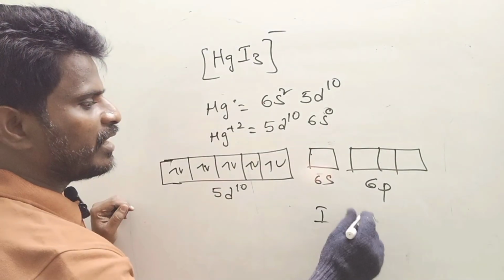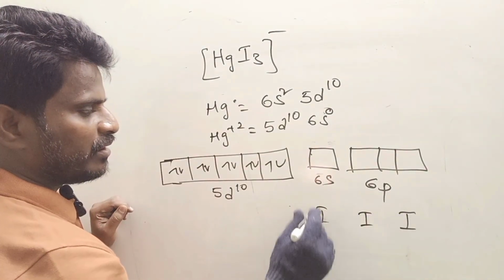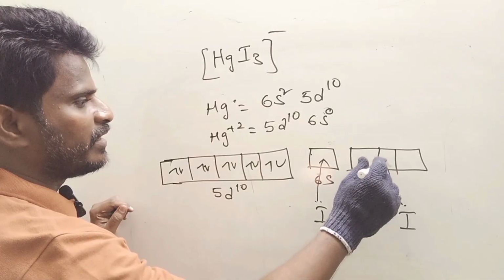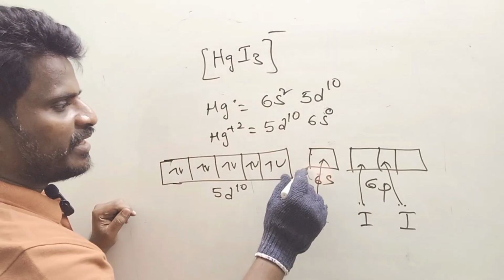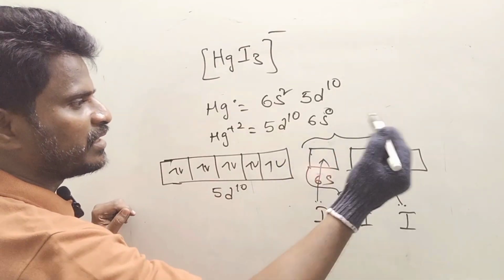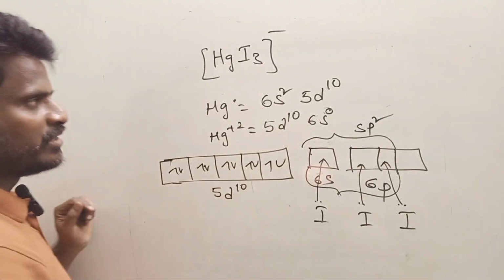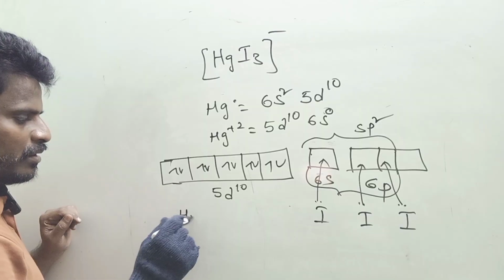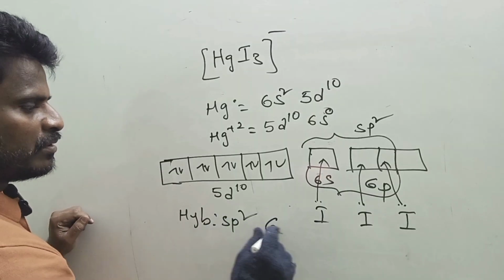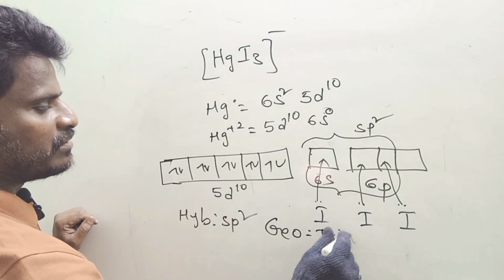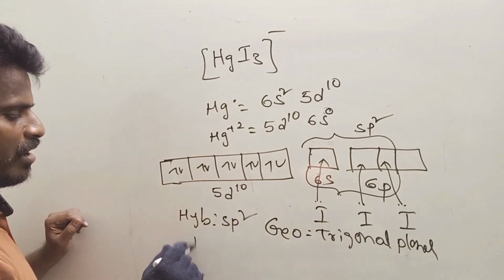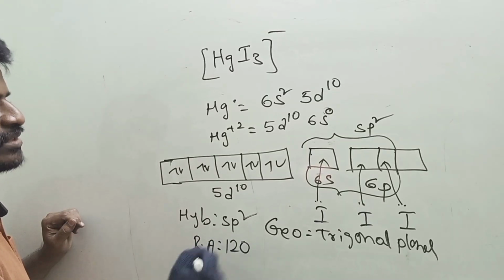There are 3 iodine ligands. Each iodine donates one pair of electrons to the mercury vacant orbital. Then one s and 2 p orbitals are involved in this hybridization. Then it is sp2 hybridized. Hybridization of this molecule is sp2. Geometry of the molecule is trigonal planar. Bond angle in trigonal planar is 120.